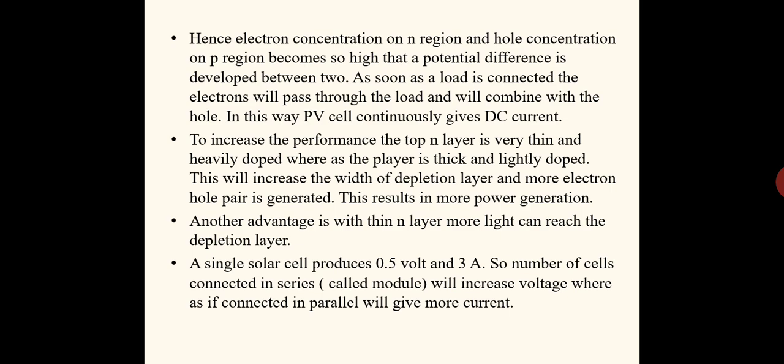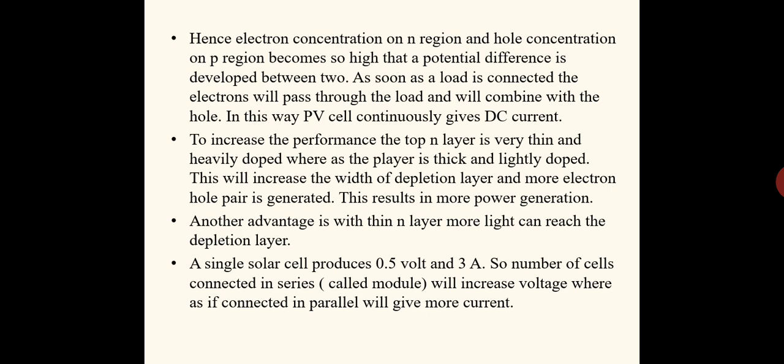To increase the performance of the photovoltaic cell, the top n layer is made very thin and heavily doped, whereas the p layer is made very thick and lightly doped. This will increase the width of the depletion layer and more electron hole pairs are generated. So by making the n layer very thin and heavily doped, and the p layer very thick and lightly doped, more depletion region is created. The width of the depletion region will be more.